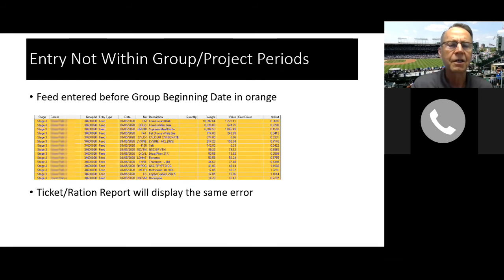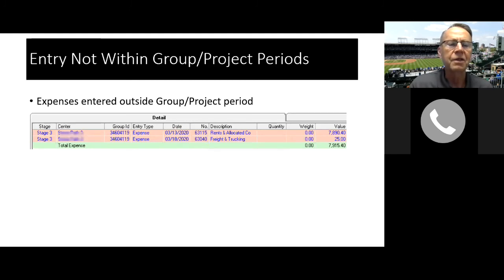So this one here, the simple solution was to go back and change the group period, recalculate. However, this particular client did hard closes every month. They just missed this. And these gold, yellow warnings would also appear in the ticket ration report. So just a normal process of closing the month, they should have found this. This one here was, I think, in March, and the group was closed in July. So here's an example of expenses entered outside the group period or project period.